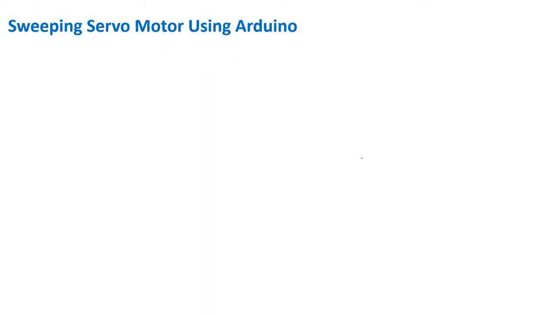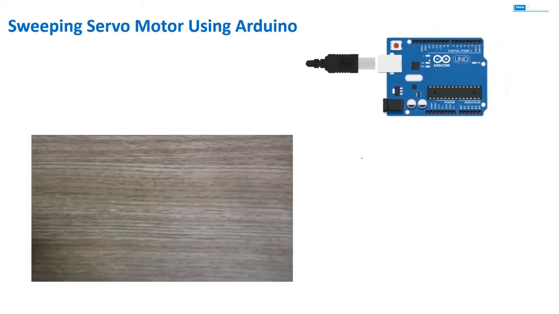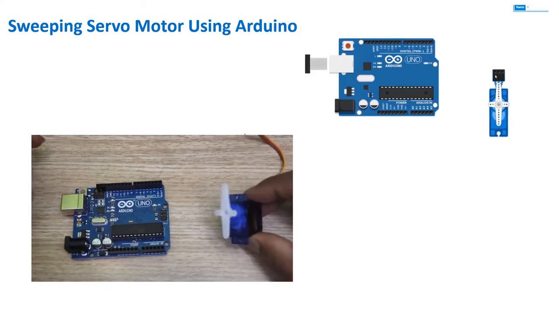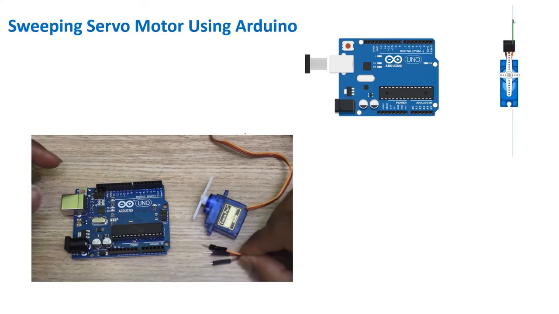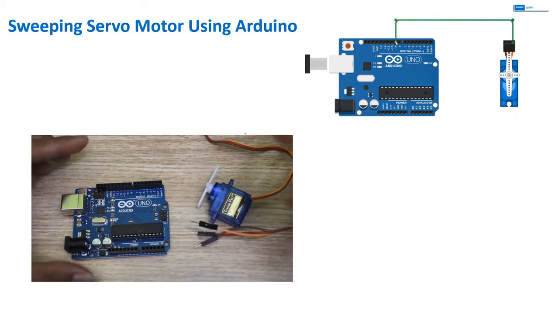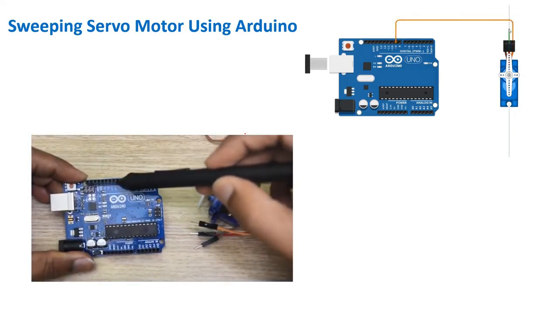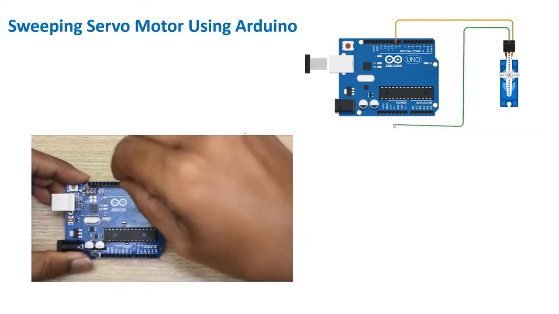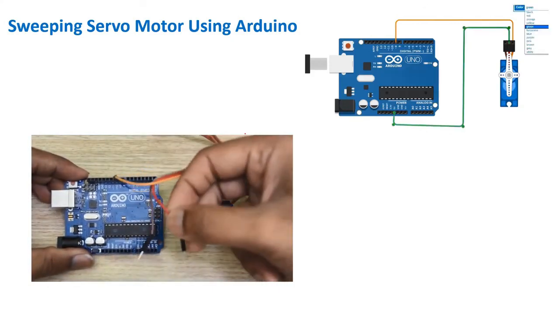And now we'll cover sweeping of a servo motor using Arduino. Here you can see we have the Arduino, and now we'll use the servo motor. This servo motor has 3 pins. The orange one is the data pin. This data pin will be connected to the 9th digital pin of the Arduino. The wave-like signal written before that pin marks it as a PWM pin.